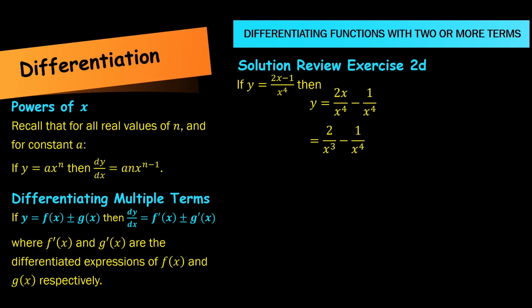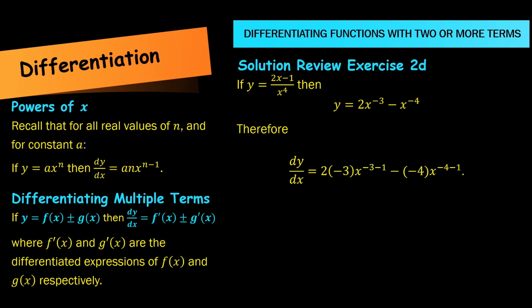We can rewrite this in a form that will help us to differentiate the function more easily. So this becomes 2x to the power minus 3 minus x to the power minus 4. So we have the expression y equals 2x to the power minus 3 minus x to the power minus 4. And now we can differentiate.